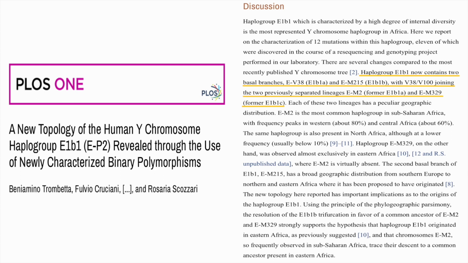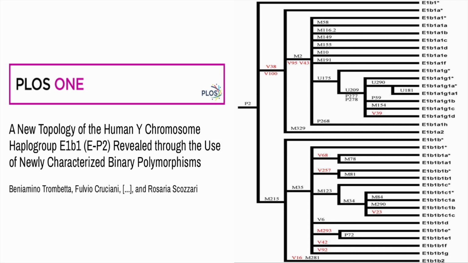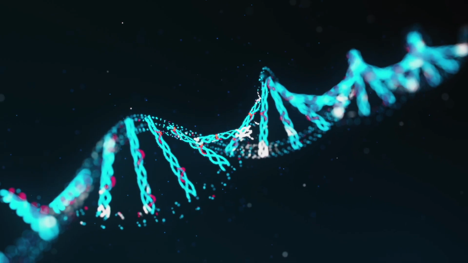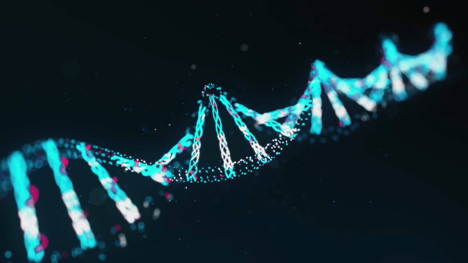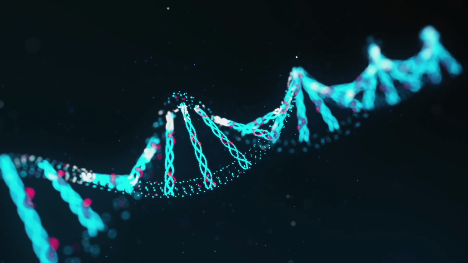with E-V38/V100 joining the two previously separated lineages E-M2, formerly E1b1a, and E-M329, formerly E1b1c. And here is a chart from the paper showing how E1b1a and E1b1b both descend from P2 or E-P2, which is E1b1. Both of these lineages are the same. They have the same paternal forefather. With that being said, if Abraham was E-P2 or E1b1, he would produce both E-V38 E1b1a and E-M215 E1b1b.